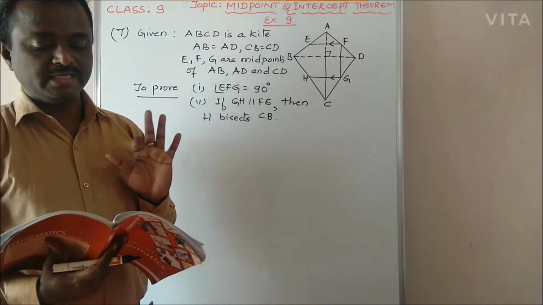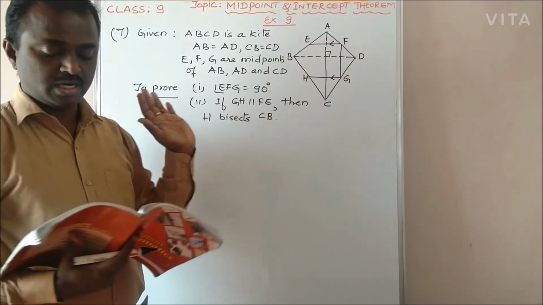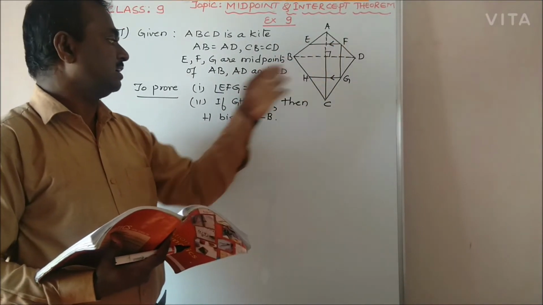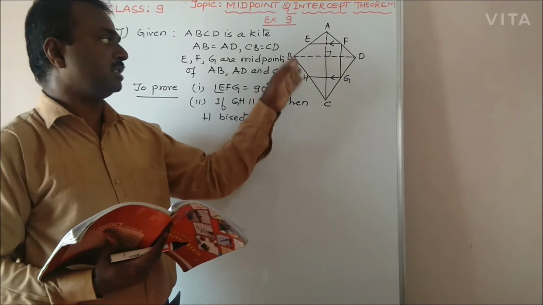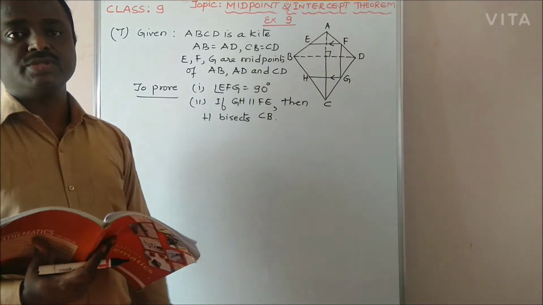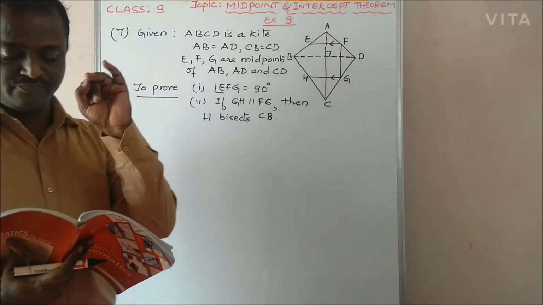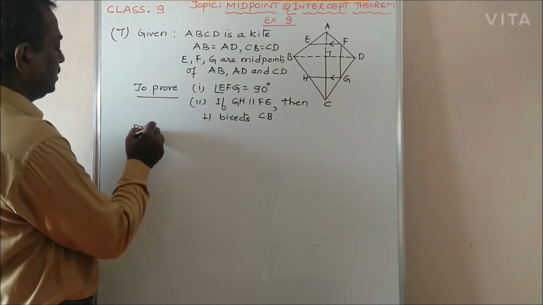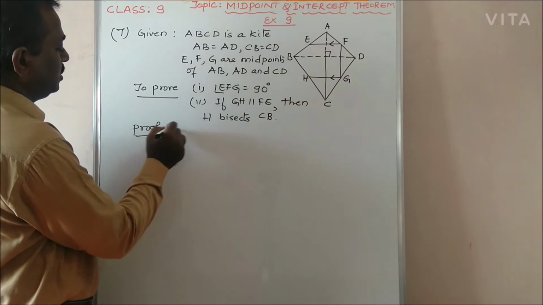So prove that angle EFG is equal to 90 degrees, and if GH is parallel to FE, then H also bisects CB. That means H is the midpoint of CB. We have to find that out. First, we will consider the first one. So first proof.